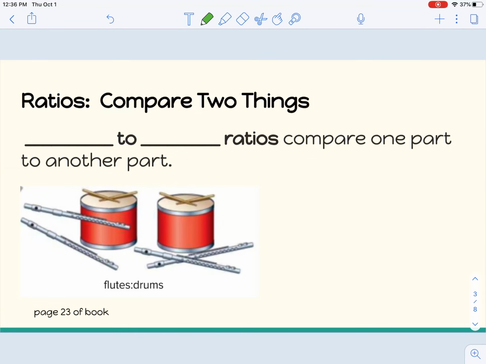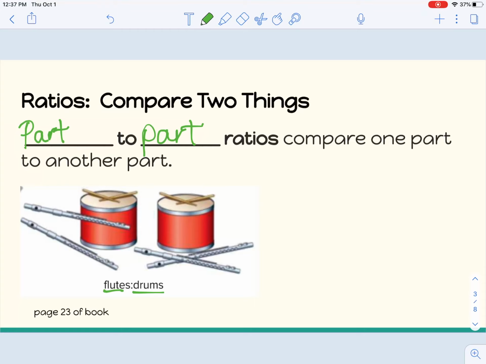If you open your book to page 23, you'll actually see this problem. It is the first problem on the page. Okay, when you're comparing two things, you're writing a ratio. A part to part ratio compares one part to another part. So in the example that we're looking at from page 23, we're comparing flutes and drums.